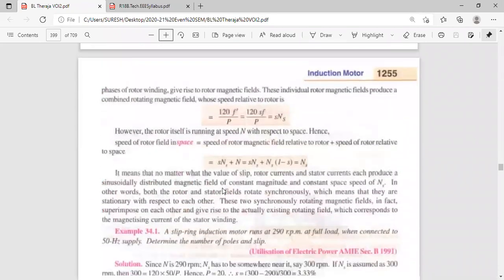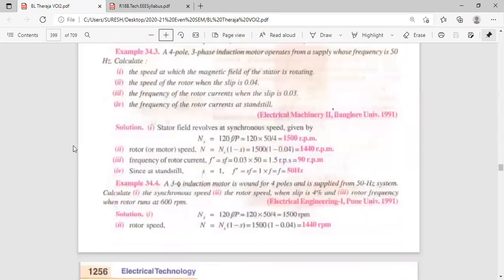Same thing he is taking here in the fourth bit. Frequency of the rotor current at standstill. At standstill, S is equal to 1. When S is equal to 1, F dash is equal to SF. Substitute S is equal to 1. Frequency they are giving 50 Hz. Therefore, F dash is equal to F. So that's all about this problem. If you are having doubt in this problem, you can ask me.